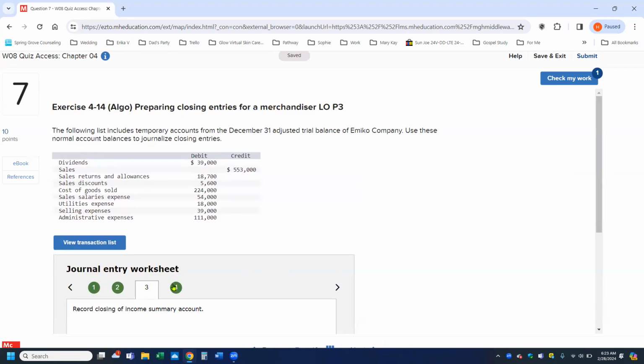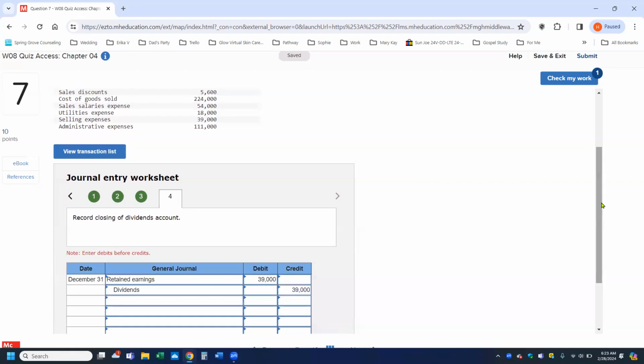The last one is dividends. They give us that number, it's 39,000. And again, dividends have a normal debit balance. We transfer it to credit, retained earnings is the debit. And you're all closed out.